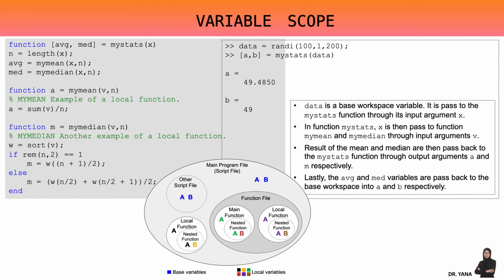So here, whatever is in the command window is a base variable, while whatever is in the main function or the nested function or the local function is a local variable. So I hope you understand and can differentiate between the base variable and the local variables.